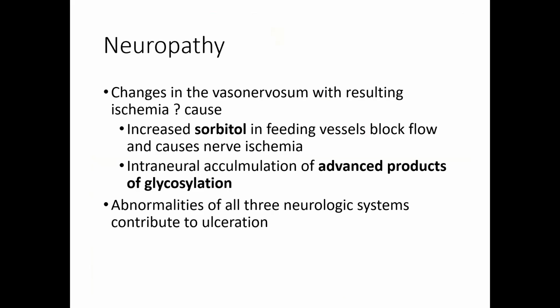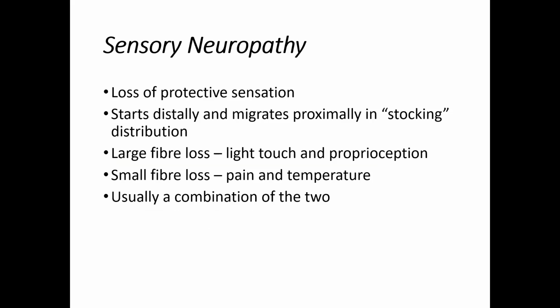Now coming to the neuropathy, changes in the vasa nervosum with resulting ischemia can be the cause of neuropathy again. And there is an increased sorbitol in feeding vessels which block the flow and causes nerve ischemia. And there is an intraneural accumulation of advanced products of glycosylation. Obviously, this is the basic pathophysiology which is happening in diabetes all over. Abnormalities of all three neurologic systems contribute to the ulcer formation. Now we go one by one.